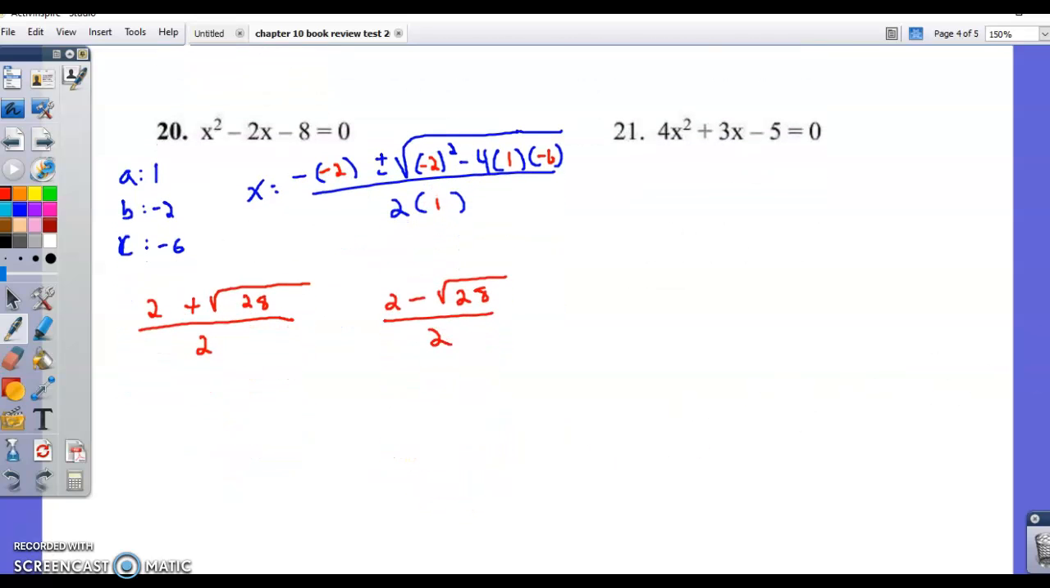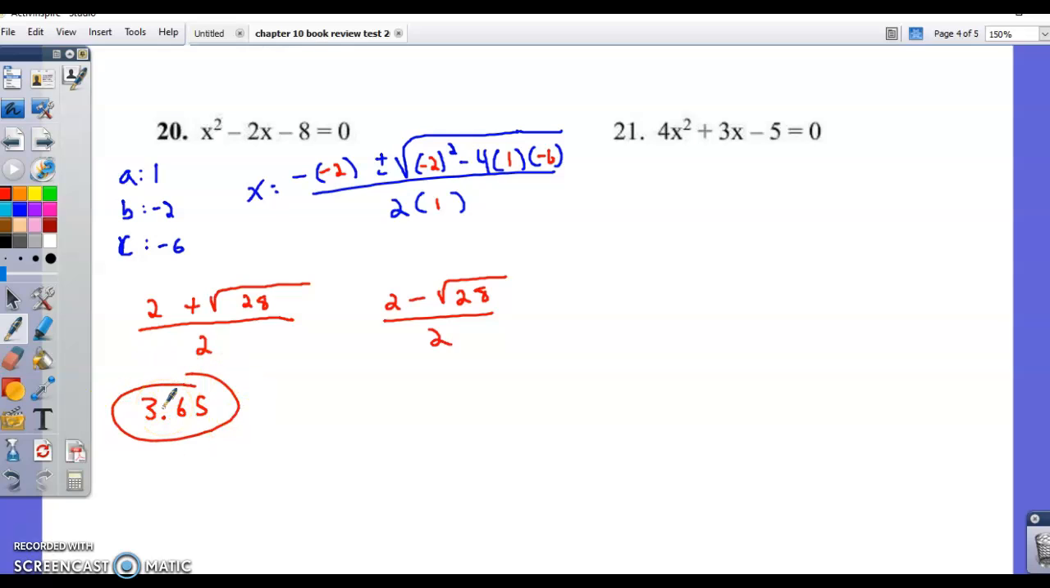Depending on how you're using your calculator, you either do the top part, hit enter, and then divide it by 2, or if your calculator has the fraction button so it looks like a fraction, you can type in 2 plus the square root of 28. That's what I'm doing right now. Then you put 2 on the denominator, and you get root 7 plus 1, and I'm going to turn that to a decimal, and I get 3.65. So there's one of my solutions.